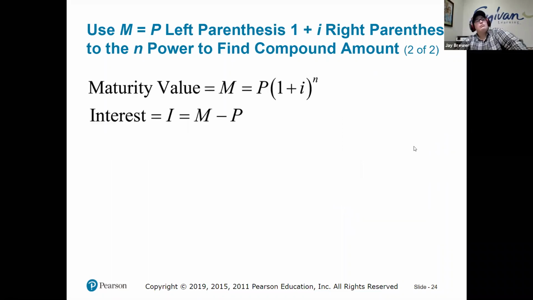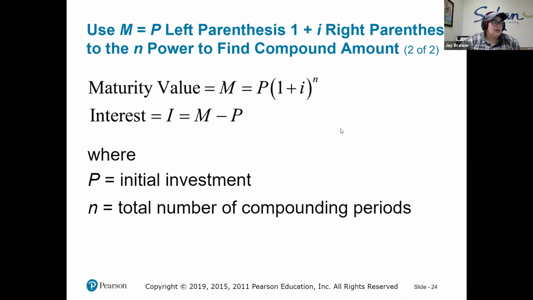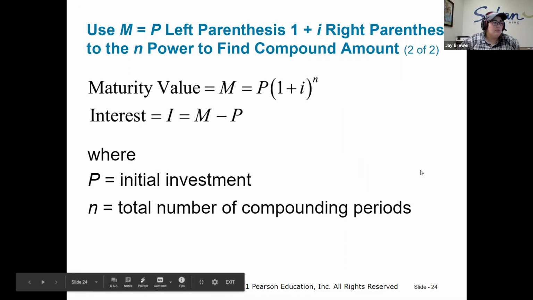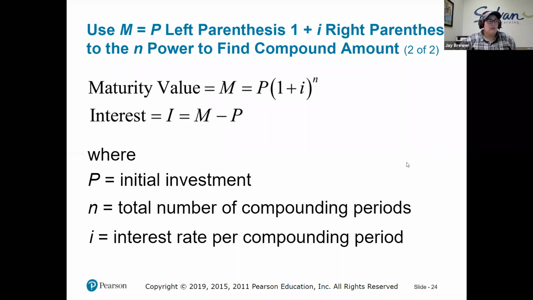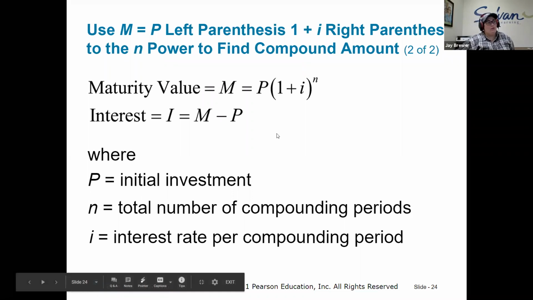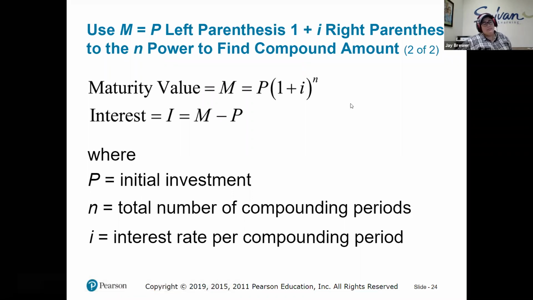Maturity value is going to be principal times 1 plus i raised to the n. Initial investment, number of compounding periods, interest rate per compounding period. Note that this is different than your regularly given interest rate. If it says it's 5% and you have to divide it by 2, that's going to be your 2.5%, not your 5%.